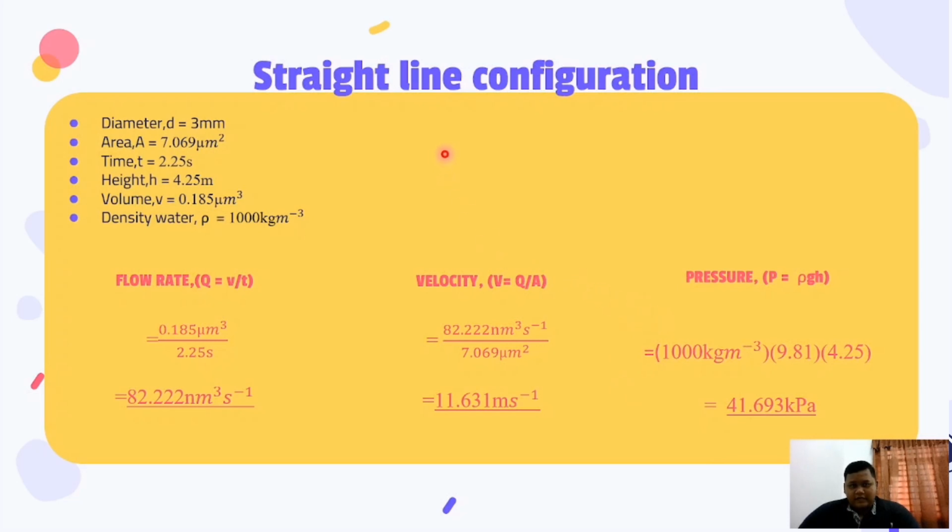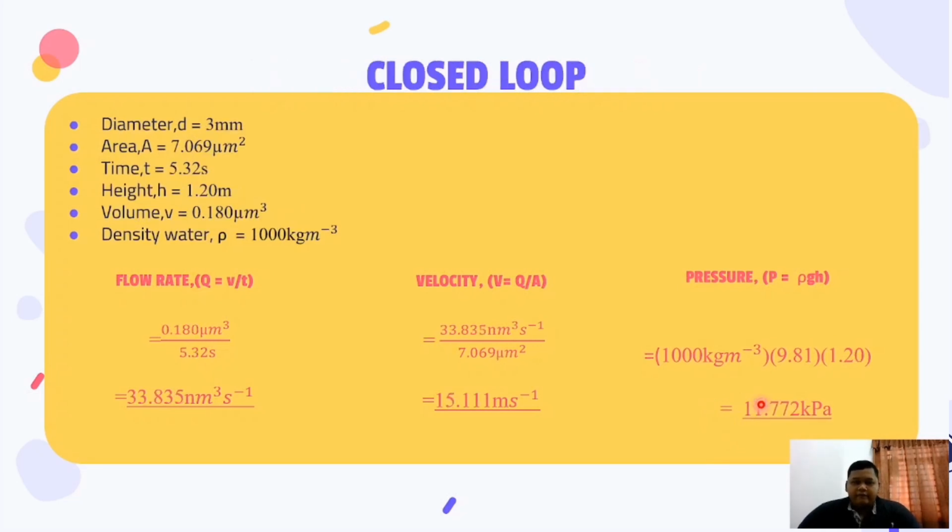Lastly, for the straight line calculation, we measure the pressure. Rho multiply by gravity multiply by height, and we get the calculated value for this pressure is 41.693 kilopascal. Okay, we move to the closed loop.